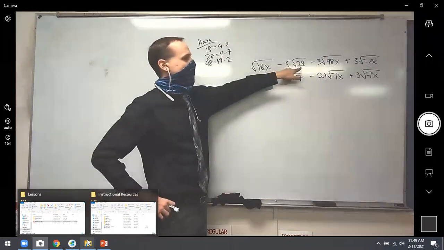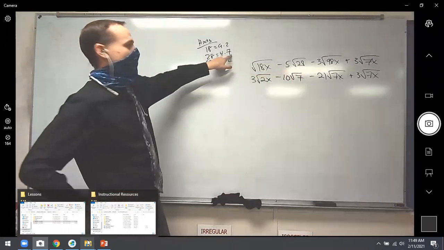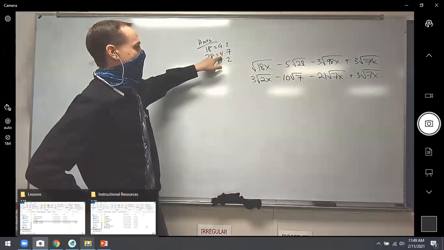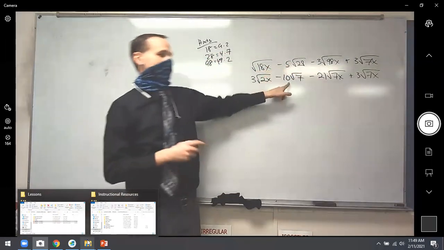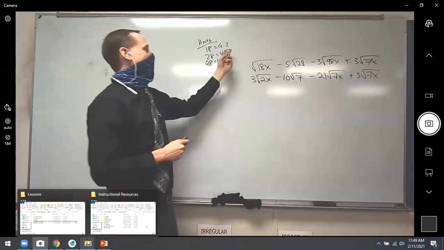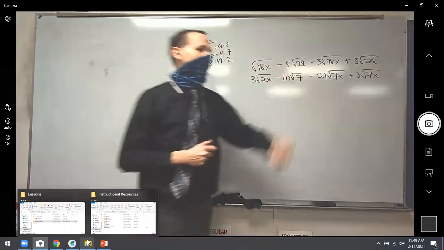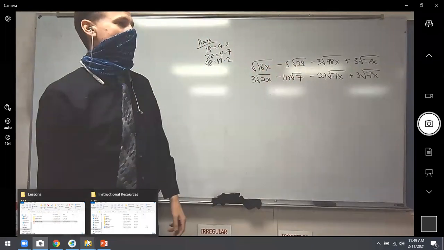This one right here, same story, 28. 28 is 4 times 7. Well, the square root of 4 is 2, right? So I have a 5 times a 2, which is a 10. And I have this 7 left over, so it's a square root of 7. And so on and so forth down the line.